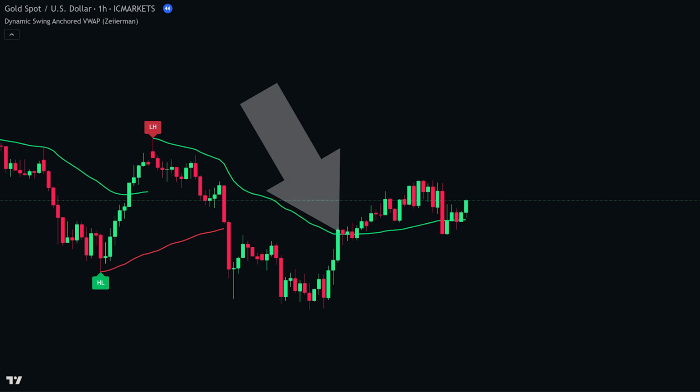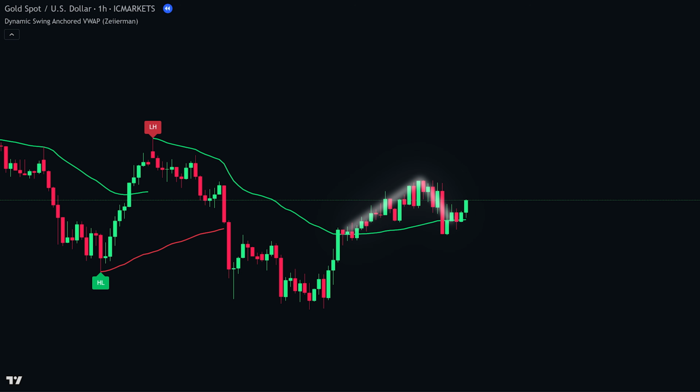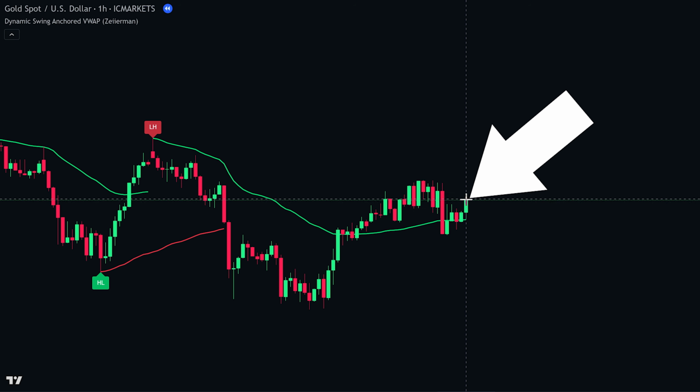2. Break and retest trade. Buy trade idea. Sometimes price breaks above the Dynamic Swing Anchored VWAP with strength, but instead of chasing, you let it pull back. Wait for the retest from the top side. If VWAP holds as support and you see a bullish confirmation candle, that's your buy entry.